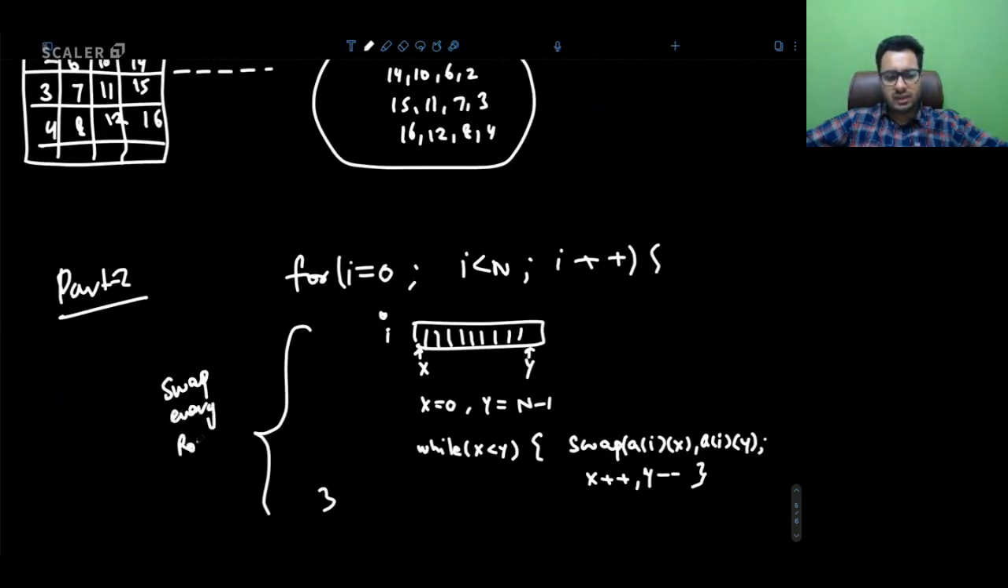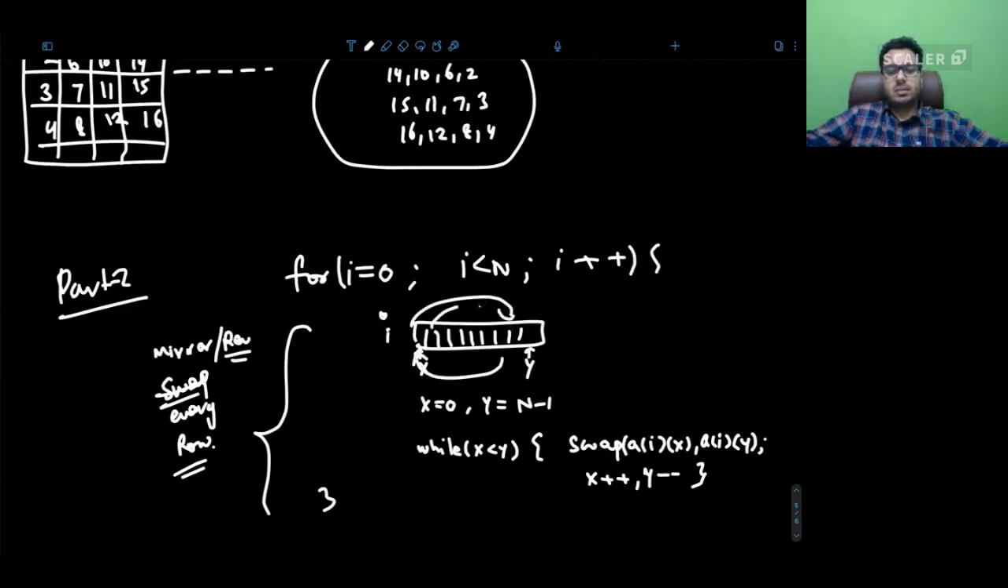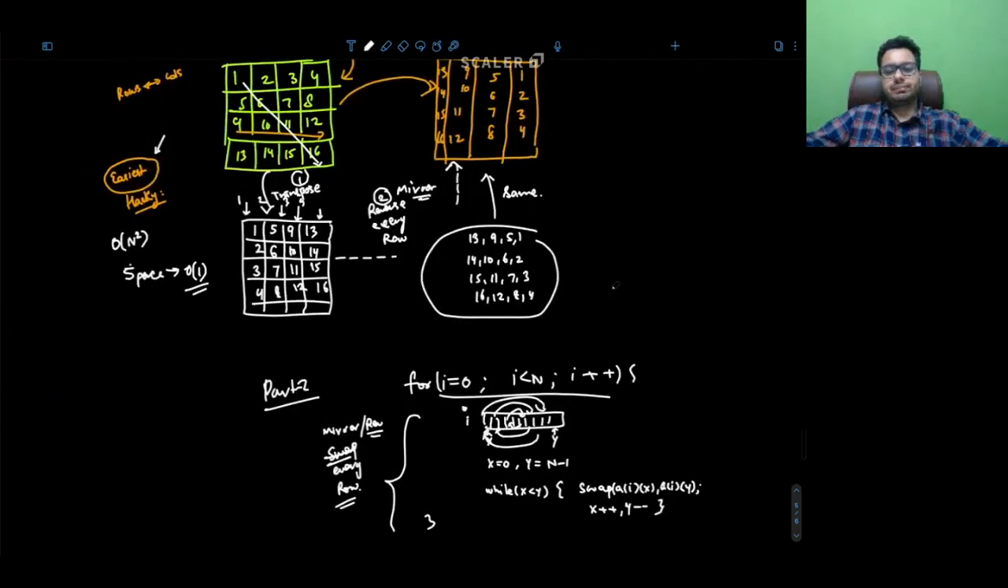Does it make sense, Mupa? Swap means mirror image, mirror every row, mirror or reverse. So this element goes here, this comes here. Similarly, this goes here, this comes here, and so on. It goes on for the entire row. So do it for all the rows. Okay. So try it out. It should be easy, right?